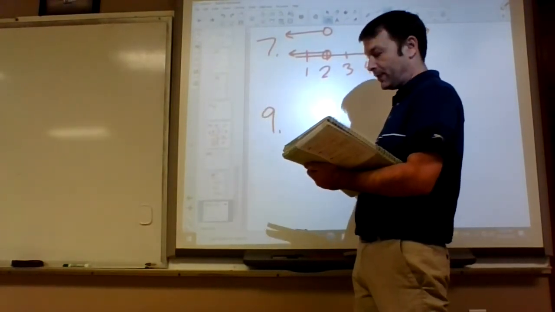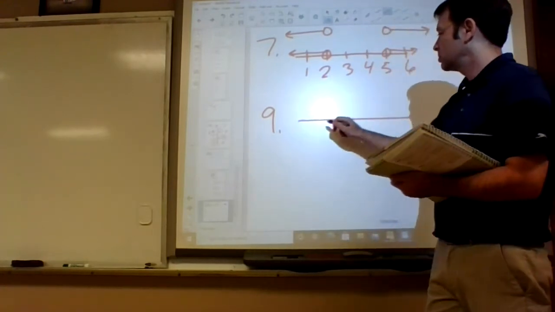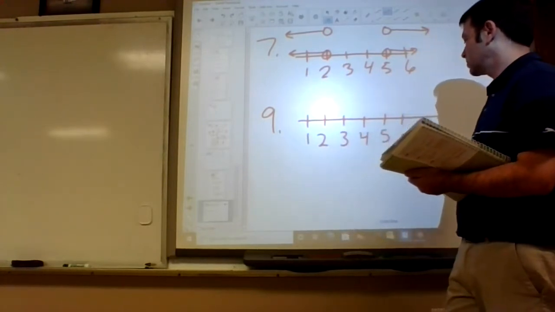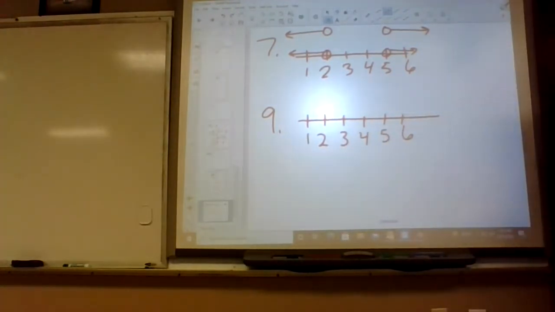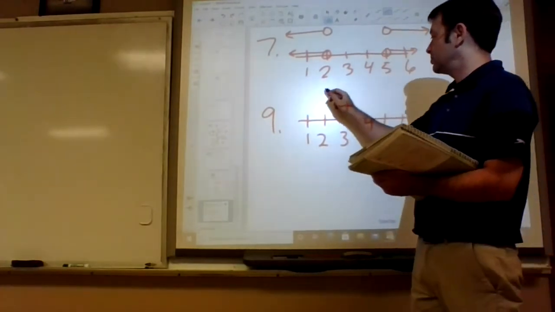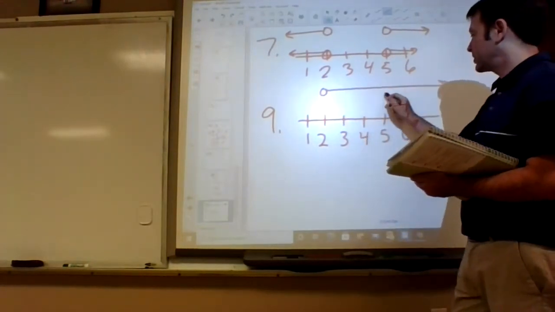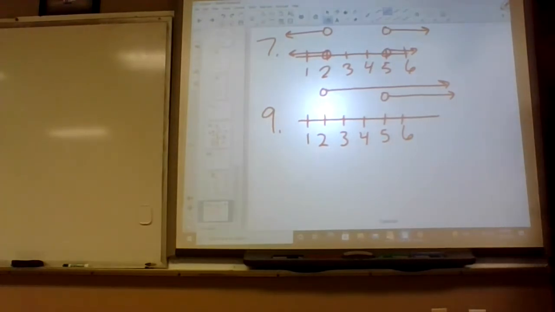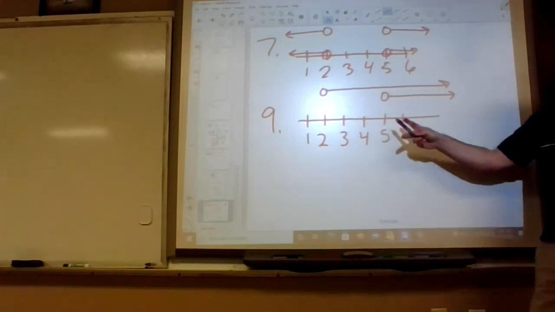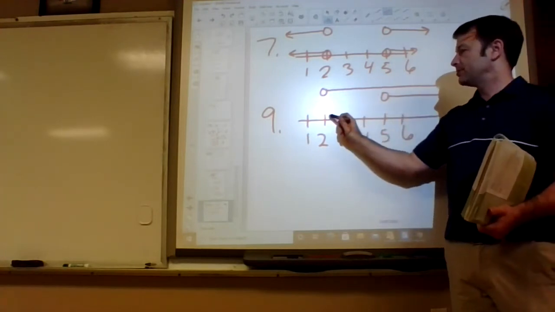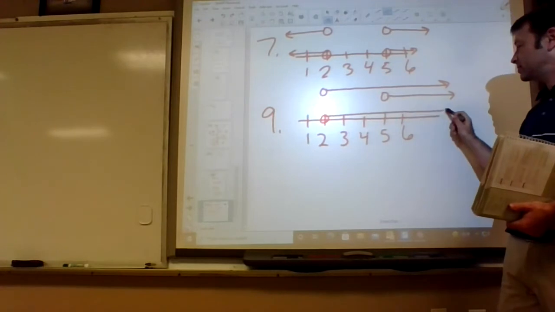Number 9 has 2 and 5 also. 1, 2, 3, 4, 5, 6. So this one says x is greater than 2 or x is greater than 5. What numbers are greater than 2 or greater than 5? If it's covered by either of the lines, it's going to work. So everything past 2 is going to work. So basically it just simplifies to x is greater than 2.